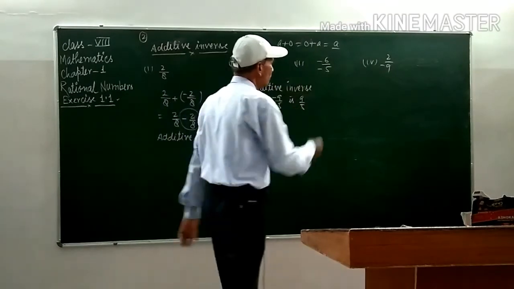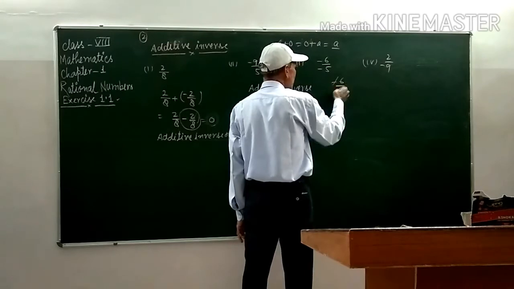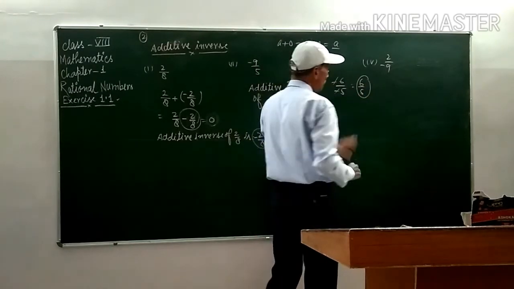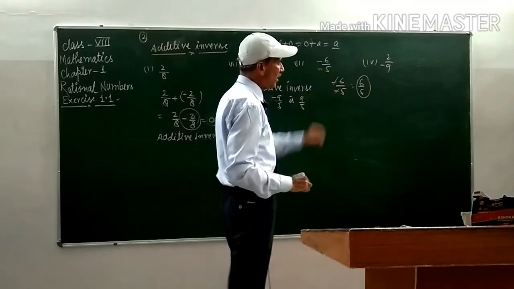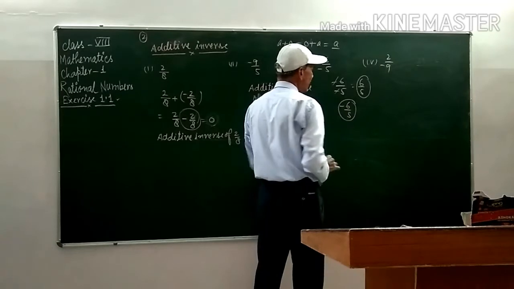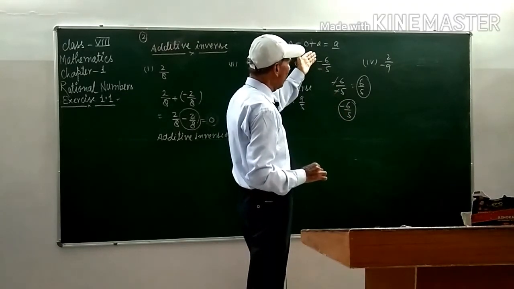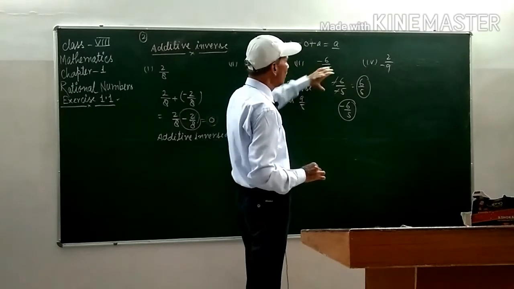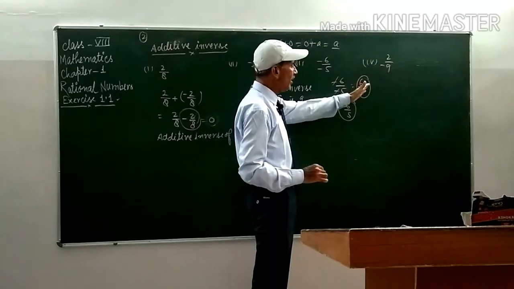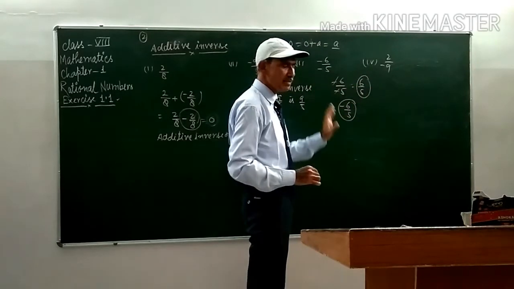And in this case student, here the numbers are minus 6 by minus 5, so reduce this minus minus, so the number is 6 by 5. This number is a positive number, so we have to take the negative of this number, that will be minus 6 by 5. So minus 6 by 5 will be the additive inverse of minus 6 by minus 5. Okay, because minus 6 by minus 5 is a positive number, that will be 6 by 5. So the additive inverse of this number will be minus 6 by 5.